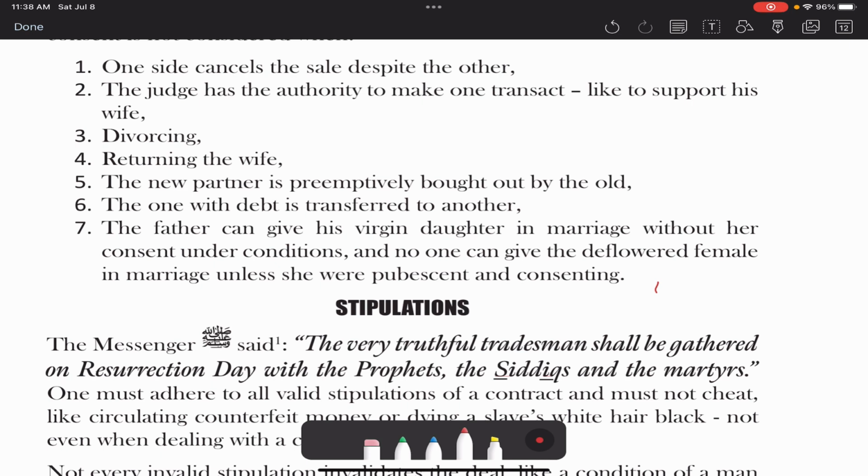Another case is when the judge has the authority to make you transact. Like to support your wife. So now, even if you don't want to, even if your heart is against that, you have to anyway. Here, your acceptance is meaningless. Also, in the case of divorce, when the man divorces his wife, it doesn't require her consent. Or if he returns her to the marriage.